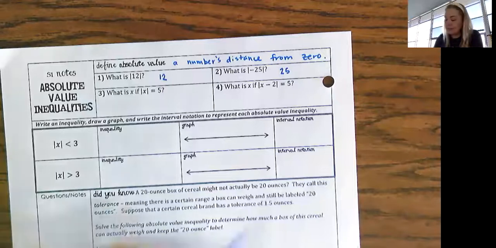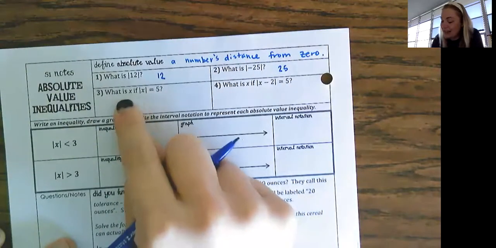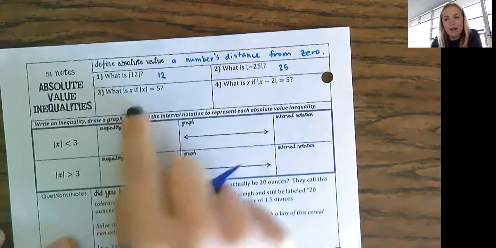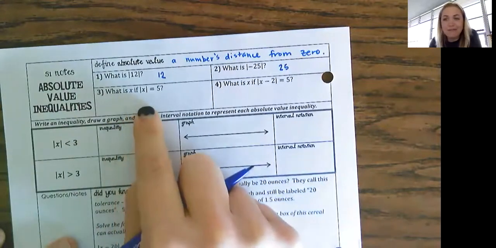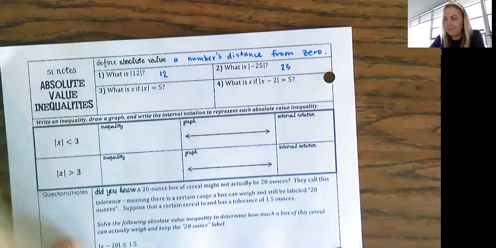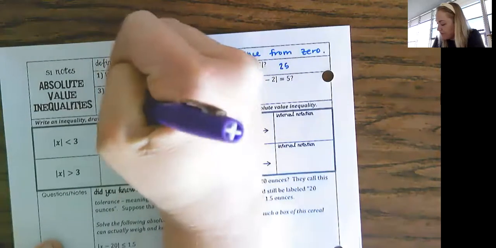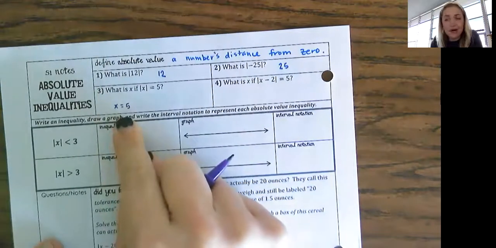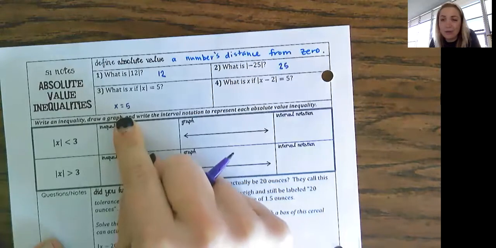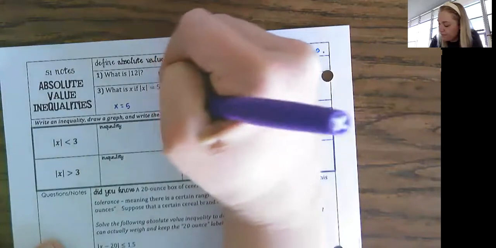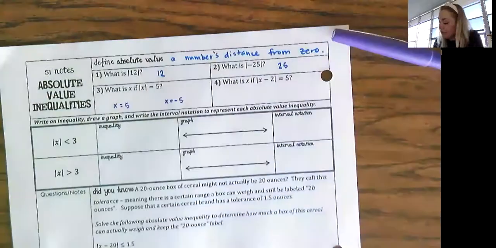Here's why that's important. What is x if the absolute value of x equals 5? So it's saying what number would fit the description of being 5 spaces from zero? Well, 5 is one of those numbers. So I know that the answer could be x equals 5. That is 5 spaces from zero. What else is 5 spaces away from zero? Negative 5. These are both answers.